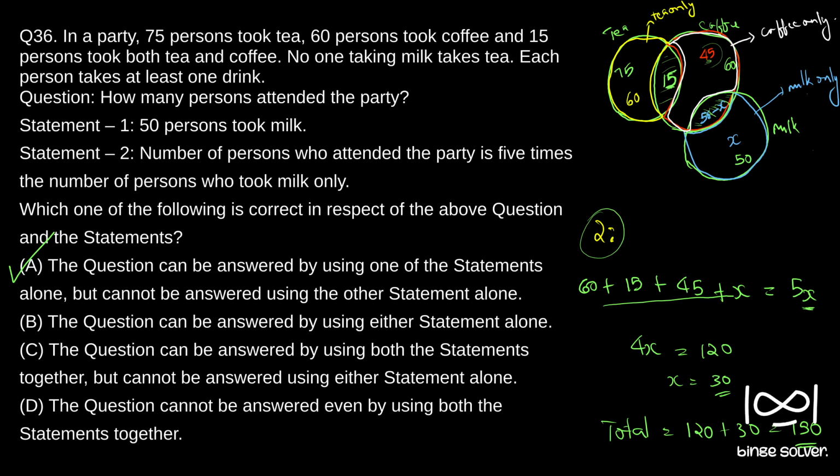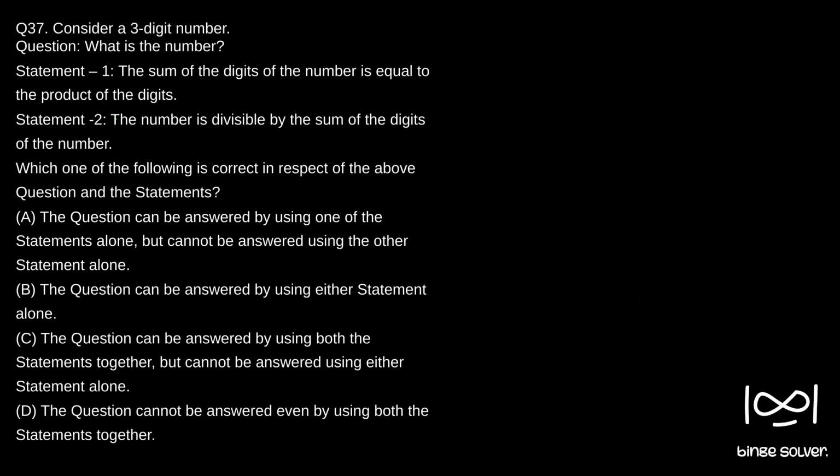Next question, question 37. Consider a 3-digit number. Question: what is the number? Statement 1: the sum of the digits of the number is equal to the product of the digits. Statement 2: the number is divisible by the sum of the digits of the number. Which one of the following is correct in respect of the above question and statements?